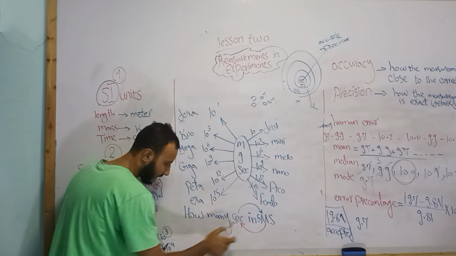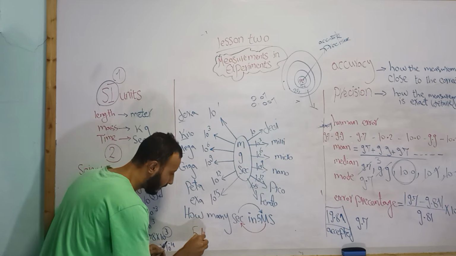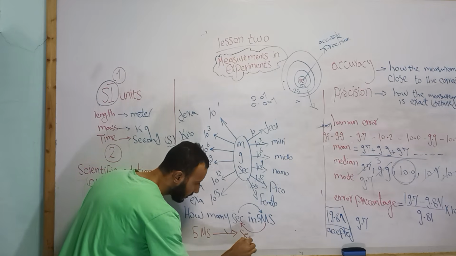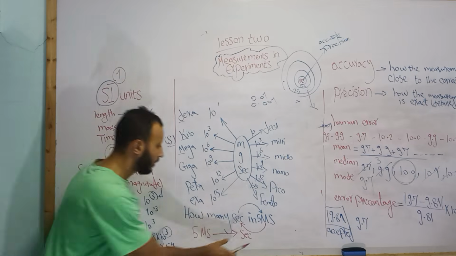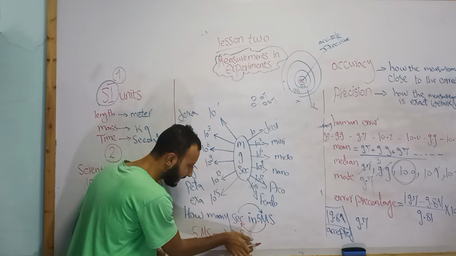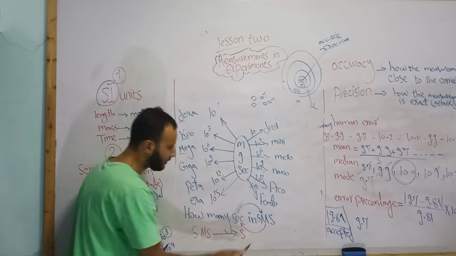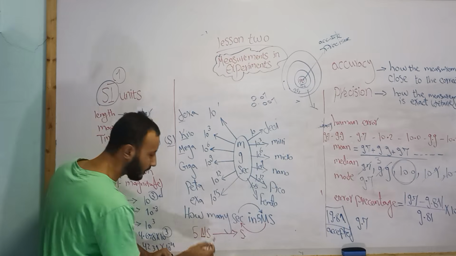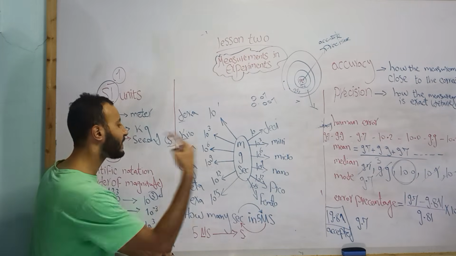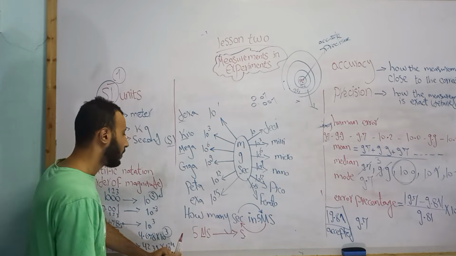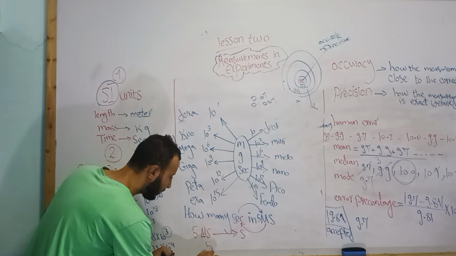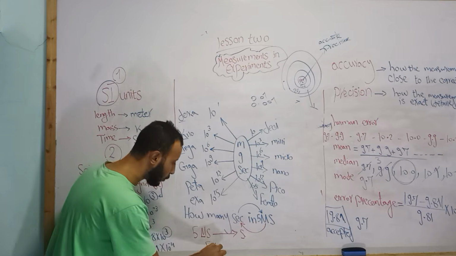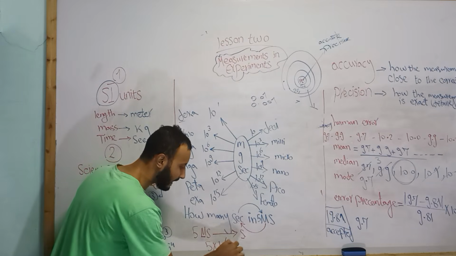So we take this like this: 5 megaseconds. You want to convert it into only seconds. And I said before, write the second as only the letter S. How many prefixes do you have? You only have one prefix, so it's only one step. I take the 5 times mega, and mega equals 10 to the power 6. So it's 5 times 10 to the power 6 seconds.